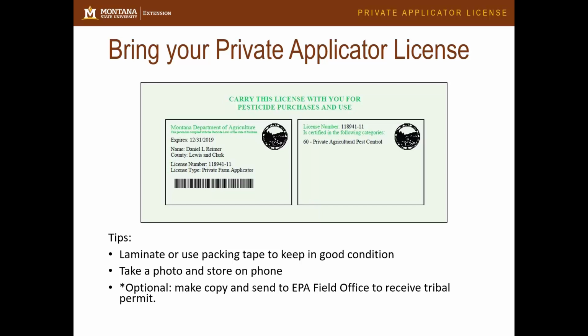Once you get your license in the mail, we recommend laminating it with packing tape to keep the text clear, or taking a photo of the license and storing it on your phone. You will get a new license in the mail each time you recertify, however your license number will stay the same.